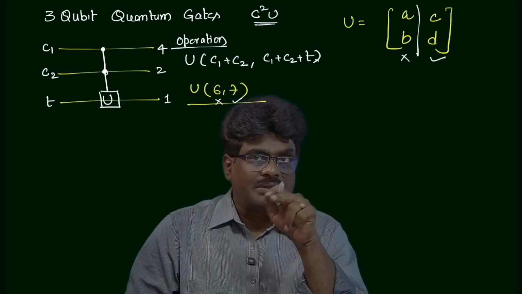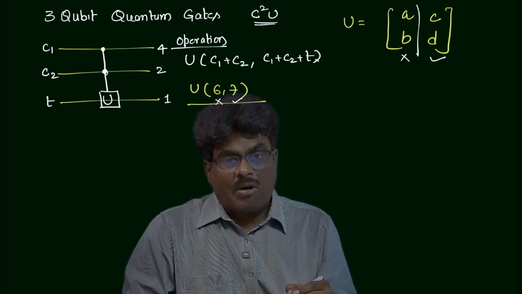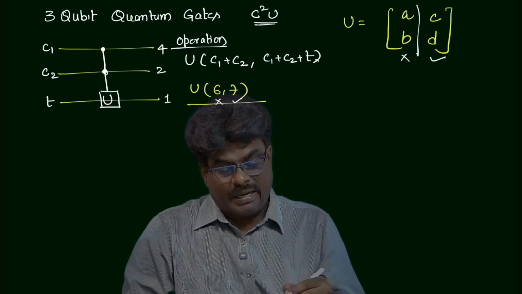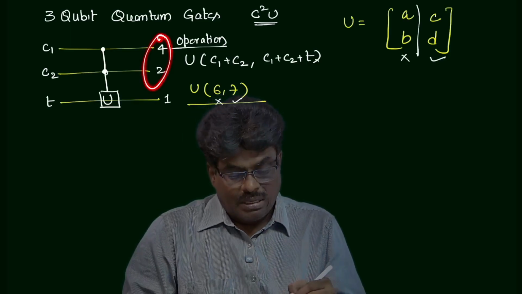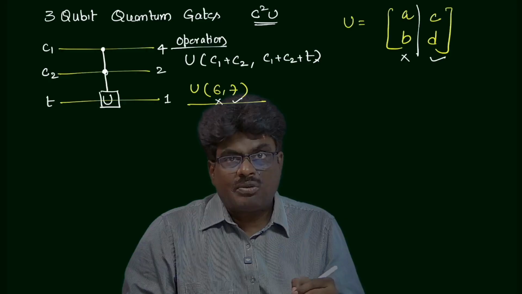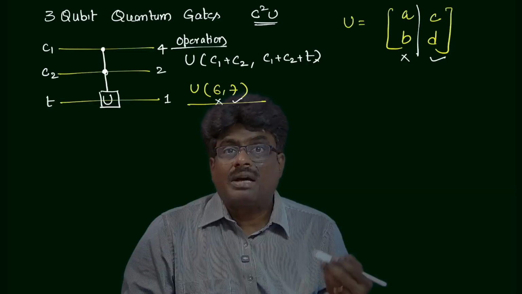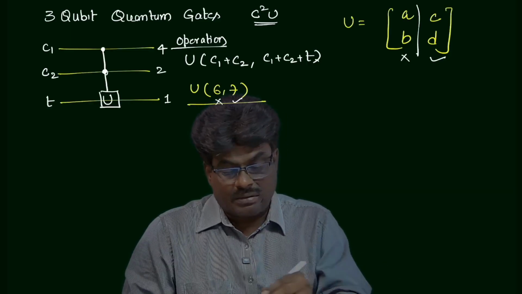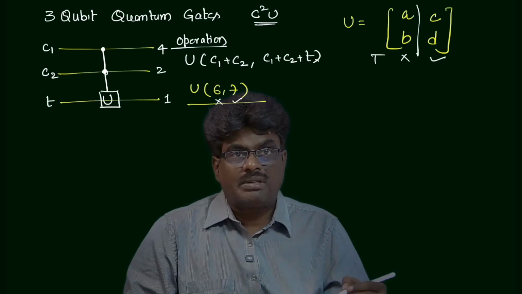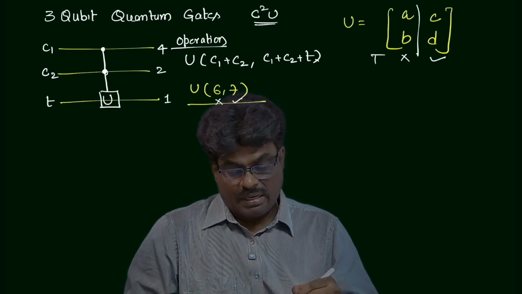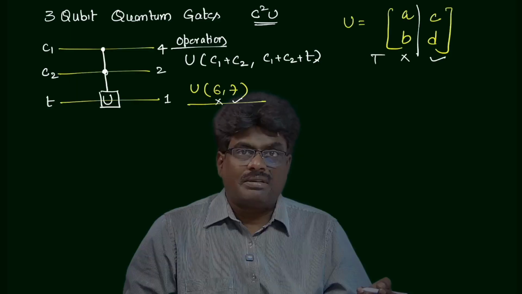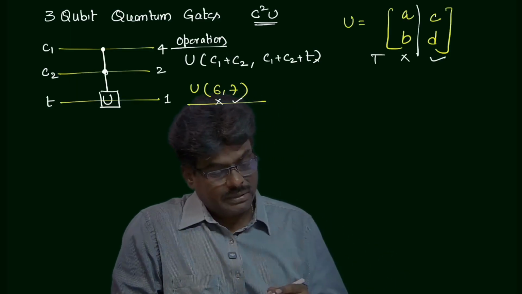Okay. What is the meaning of that? See, if these two are on, you will get clarity. These two are on, this target is off. What you will get? 4 plus 2, 6. 7 on. What is the meaning of 7 on? Target is on. If target is on, 4 plus 2 plus 1, 7. That's it. Okay. All right.